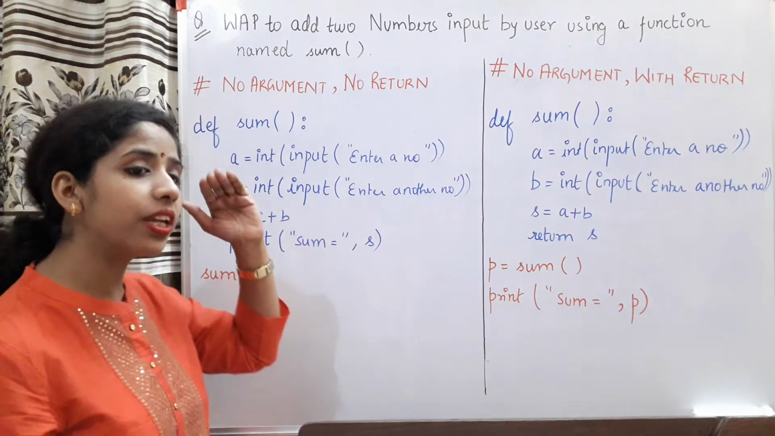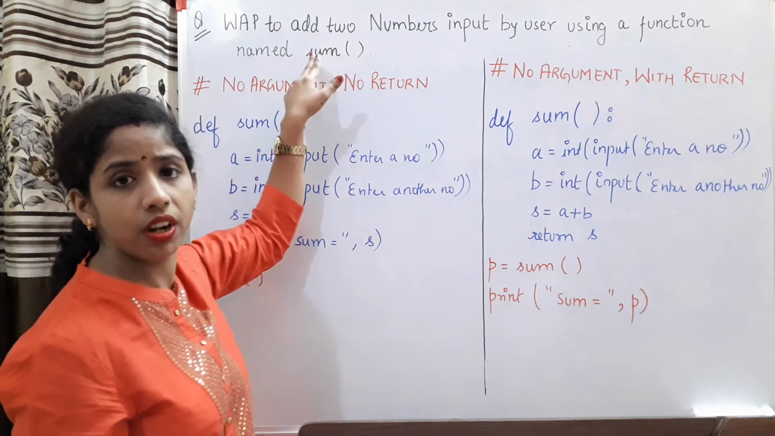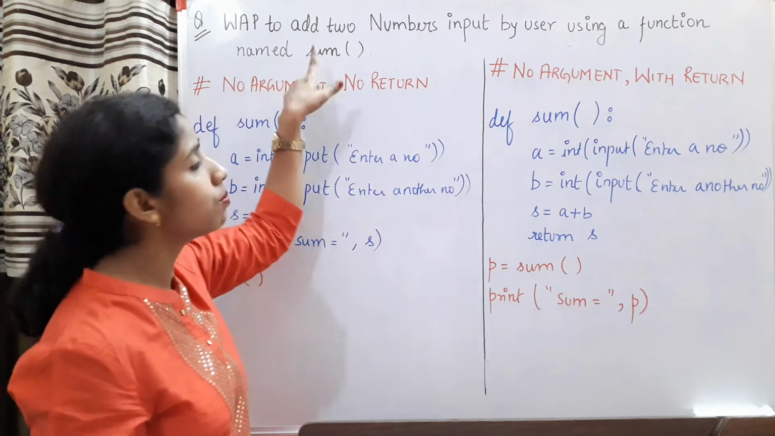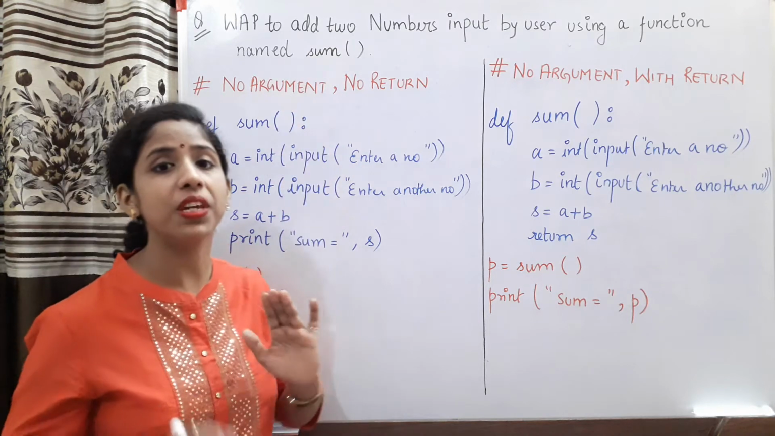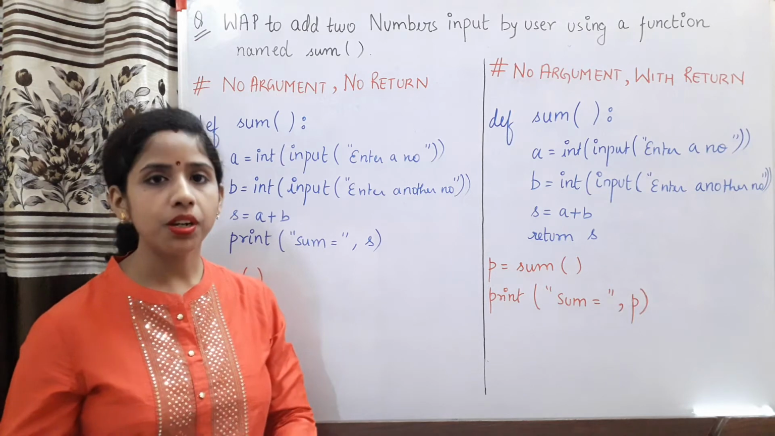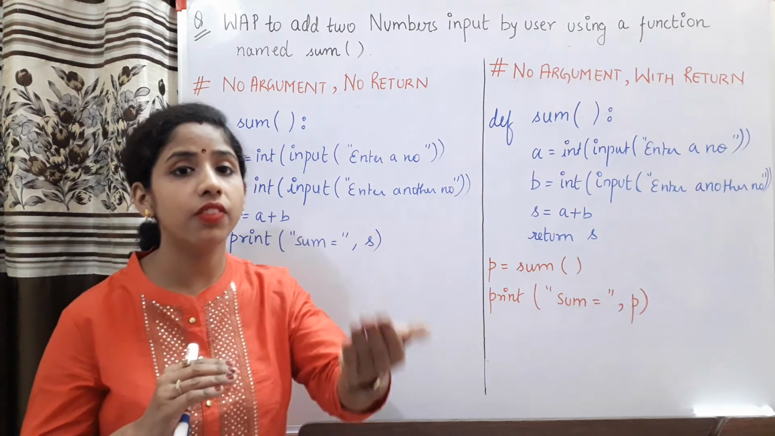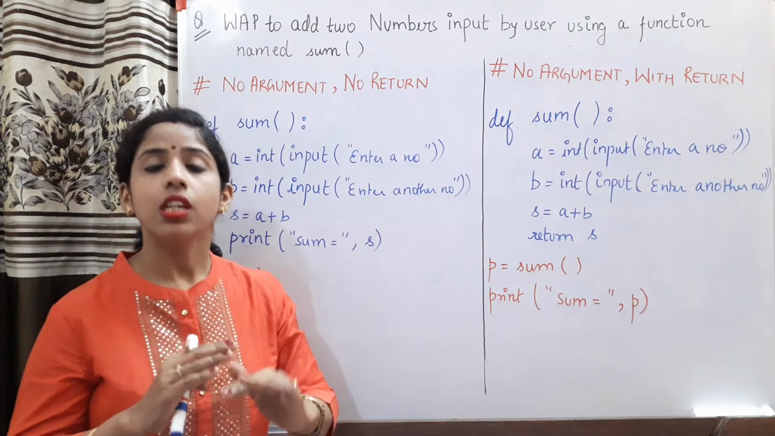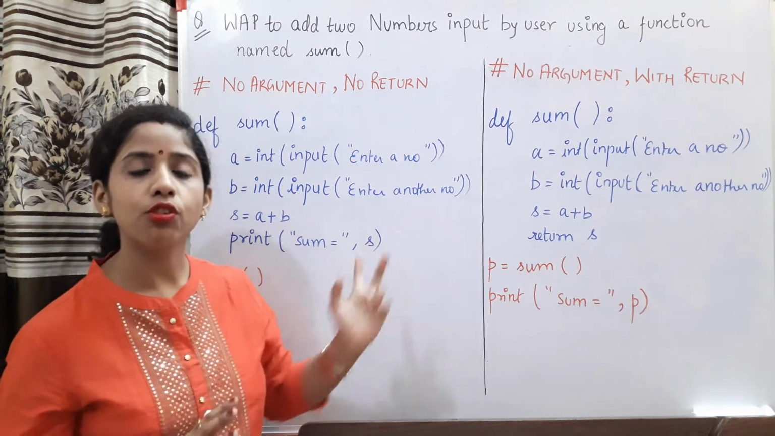So for making you understand these function styles, I have taken a very simple program, and that is to add two numbers input by the user using a function named sum. Now I am going to define this function sum, whose basic purpose is to add two numbers. Adding the two numbers will be the responsibility of this function only, but whether those two numbers are given by the caller or not, and whether the result produced by this function will be returned to the caller or not, is going to be different in these four function styles.